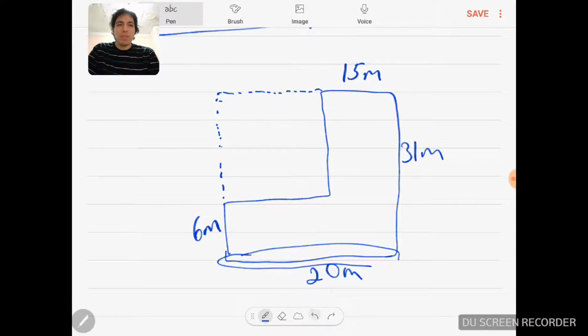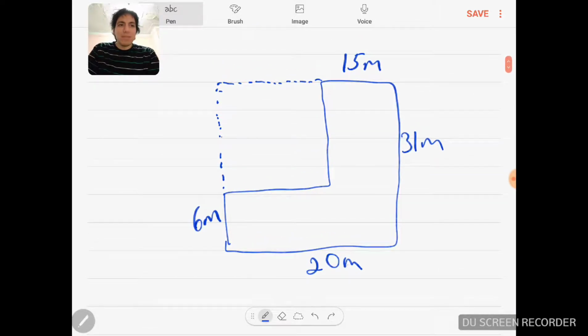Let me just go back a bit. Okay, so knowing this concept, we're going to take 20 subtracted by 5 meters, which is going to be 15. And 31 minus 6 is 25 meters. I'm just making sure I got it right. For some reason I just had a huge brain fart. Yeah, 31 minus 6 is 25, sorry.